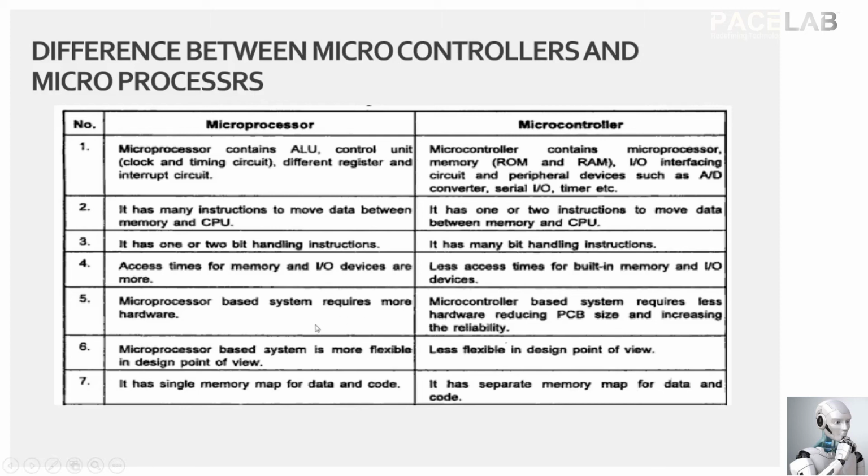Also, microprocessor-based systems require more hardware because they are somewhat bulky and need more power. The microcontroller needs only a small amount of power because the components are fixed and designed to utilize power efficiently. The microprocessor has many instructions to move data between the memory and CPU, but the microcontroller has only 1 or 2 instructions to move data between memory and CPU. As I have told you, the microprocessor is more flexible compared to the microcontroller.